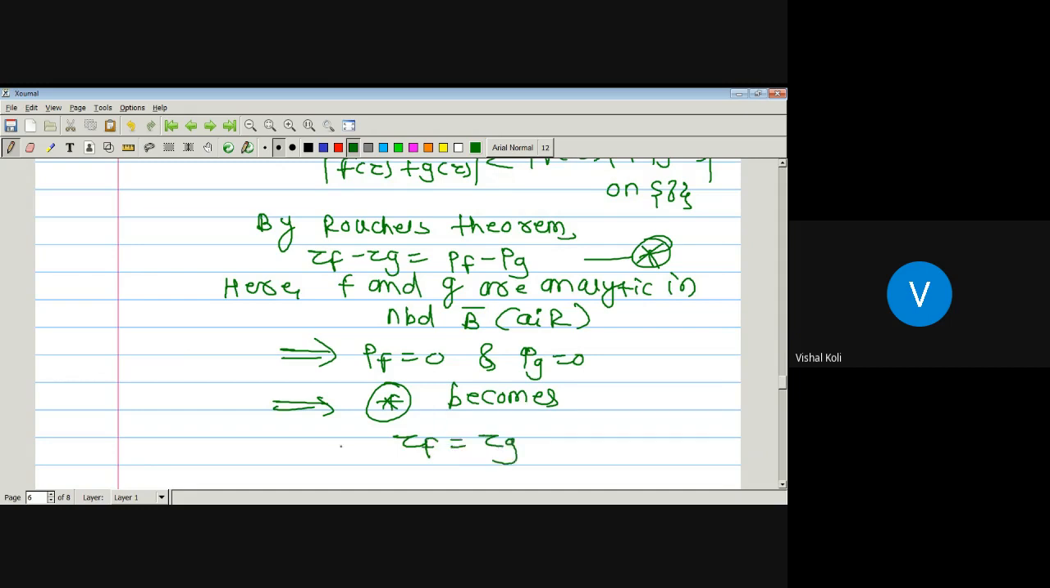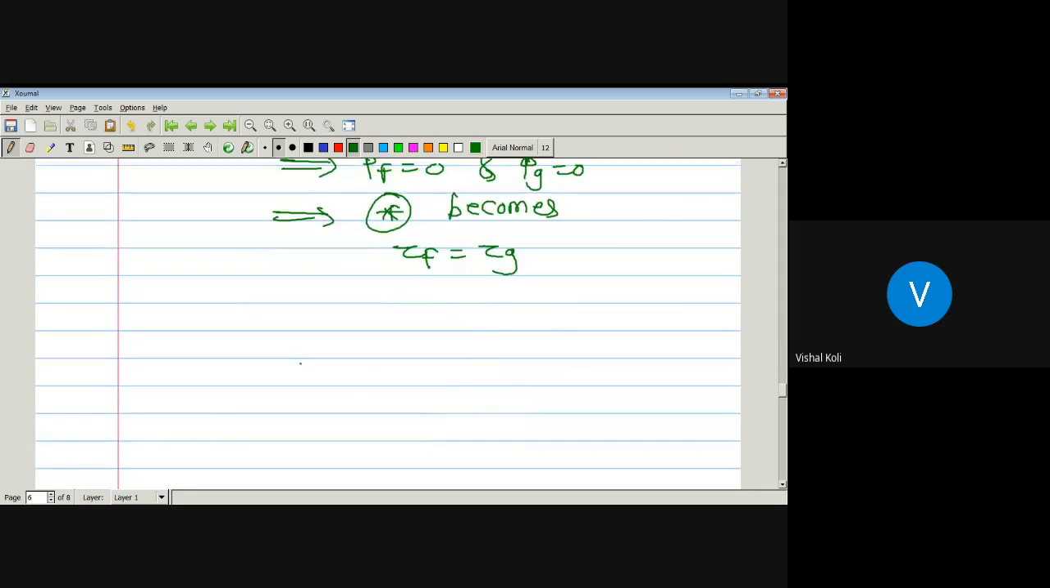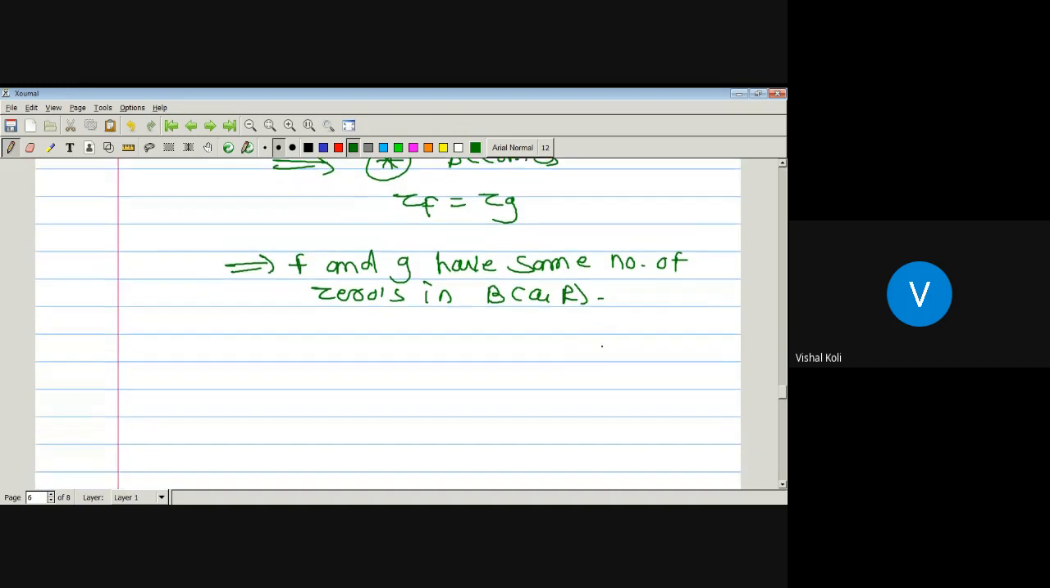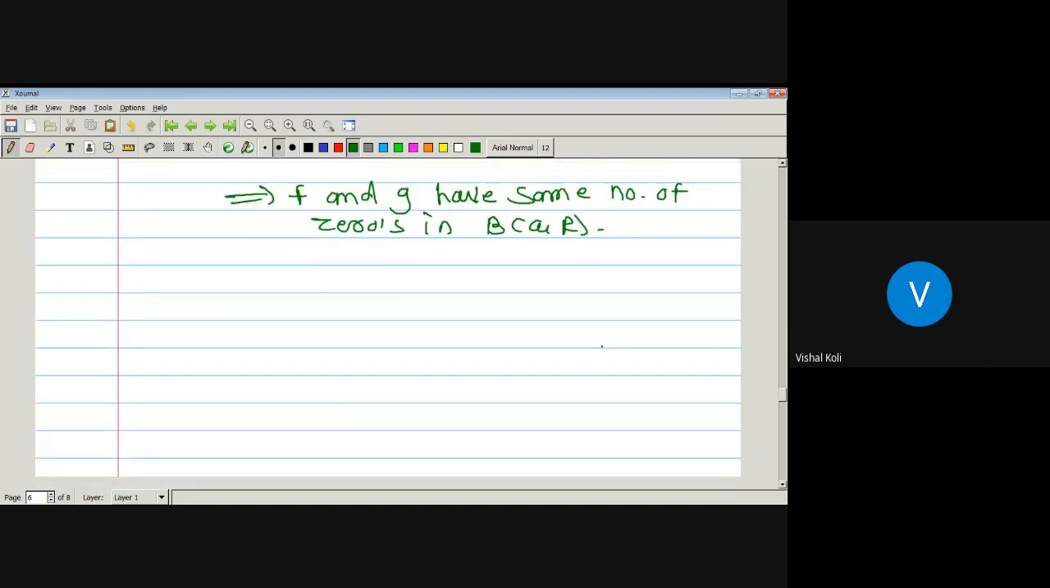Okay, which implies that f and g have the same number of zeros in this open ball. Okay, which will be very much easier from our Rouché's theorem. As here functions f and g are analytic, it means they have no singular point. As they have no singularity, there is no meaning for a pole. It means Pf and Pg will be equal to 0.